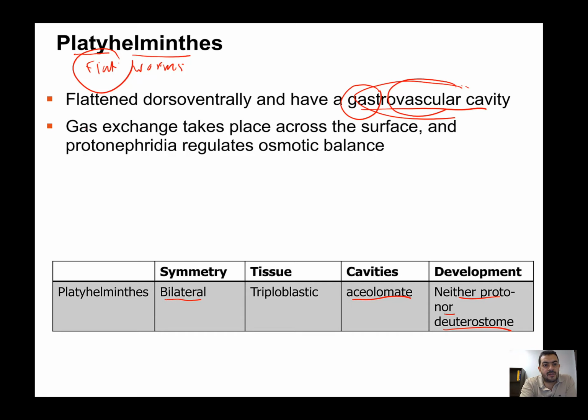So gas exchange takes place through the surface, so the surface of the body of the animal is very thin, allowing most of the functions to happen by diffusion. They have also protonephridia, which is a primitive organ similar to the kidneys that we have, in order to regulate the osmotic balance and to avoid that they suffer from osmotic stress.